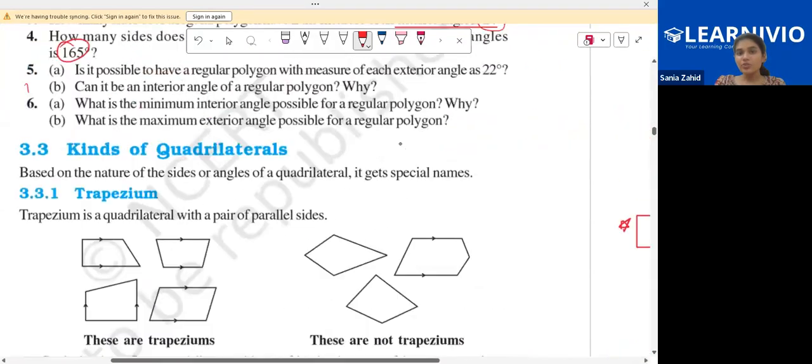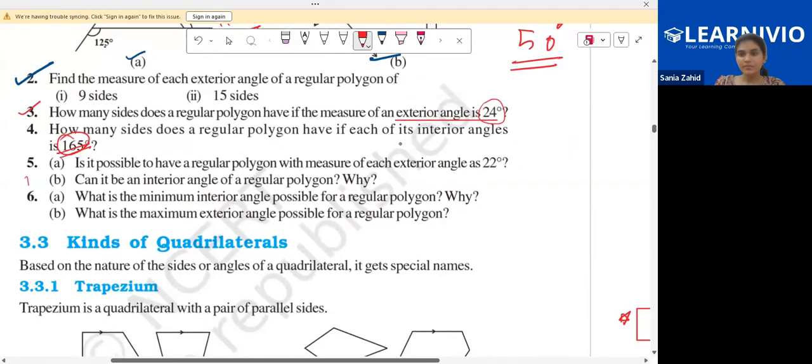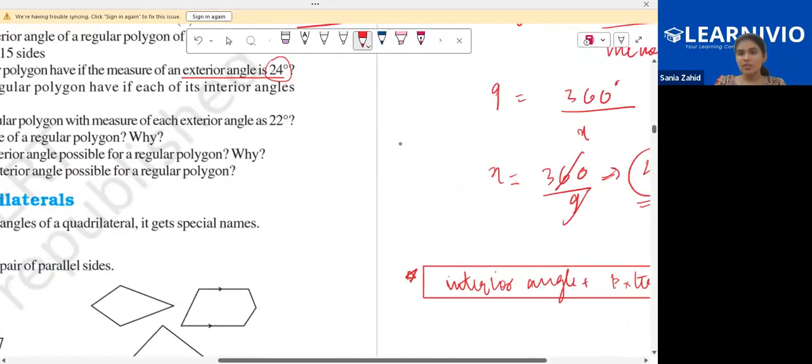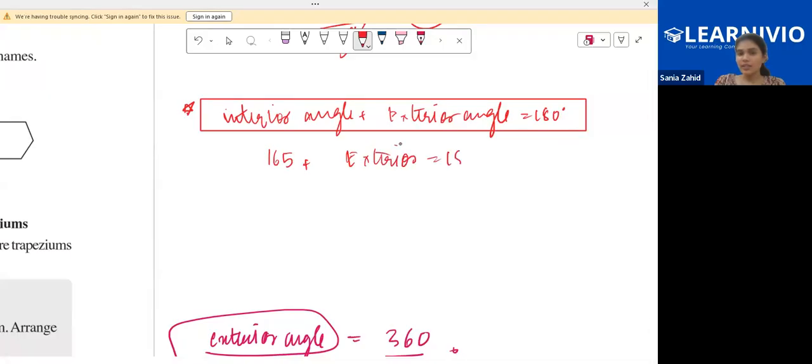Now, Duhaa, they are giving you the interior angle. How much is the interior angle? 165 degrees. So, if the interior angle is 165 plus the exterior angle, which you don't know, that should give you 180 degrees. So, the exterior angle is how much? 180 minus 165 degrees. So, that's 15 degrees. Now your exterior angle is measuring 15 degrees, and you have to find the number of sides.